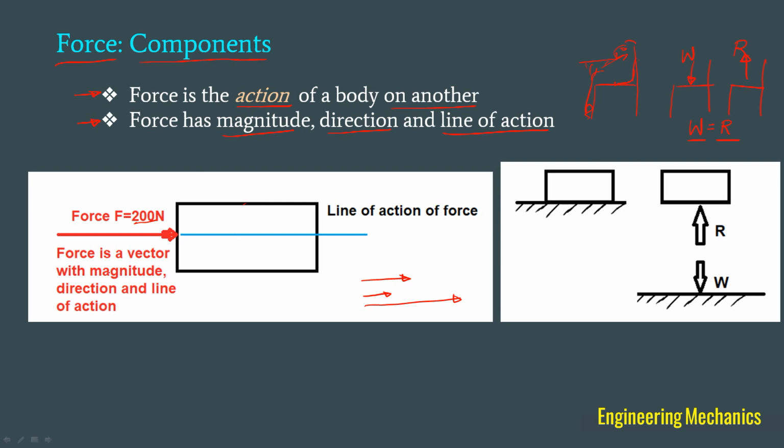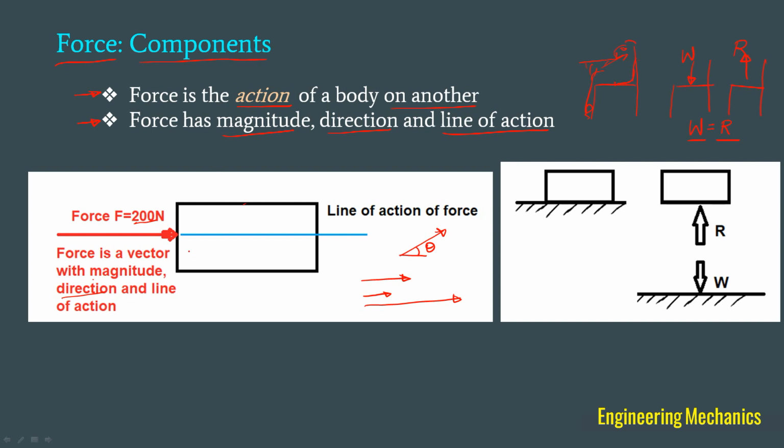Now, that is about the magnitude. Then direction. This force here is acting from left to right. So the force can be acting from right to left, or down to up, or at some angle with the horizontal. Let us say it may be acting something like that, which makes some angle theta with the horizontal. So like this, a force vector can have direction.